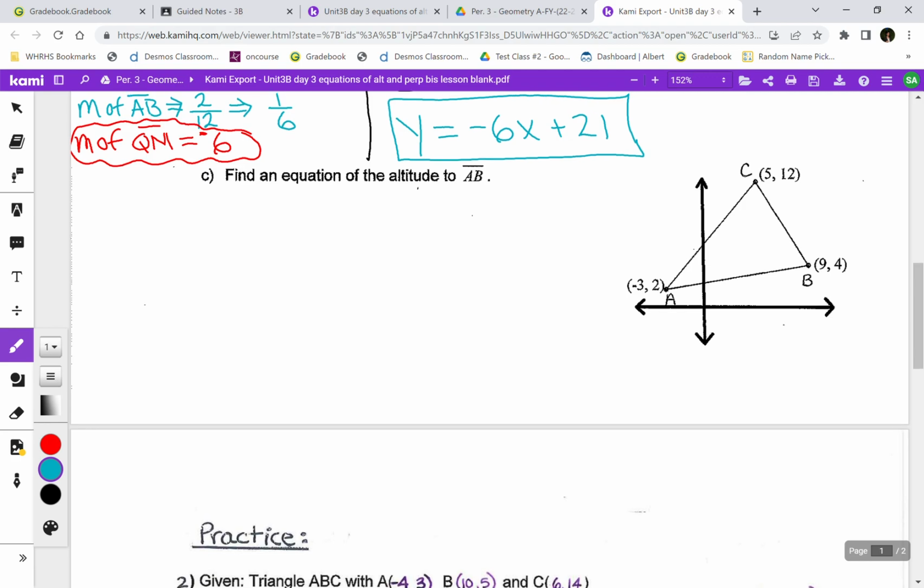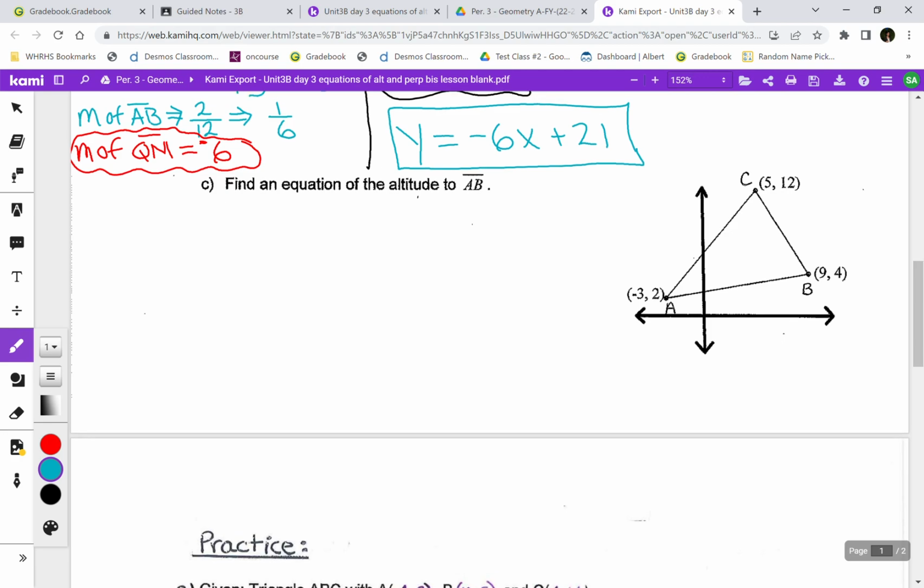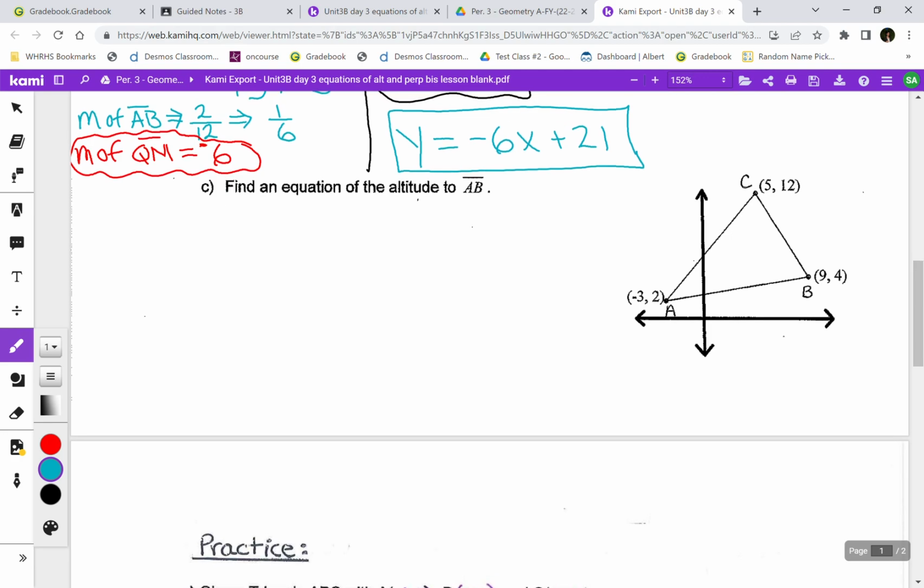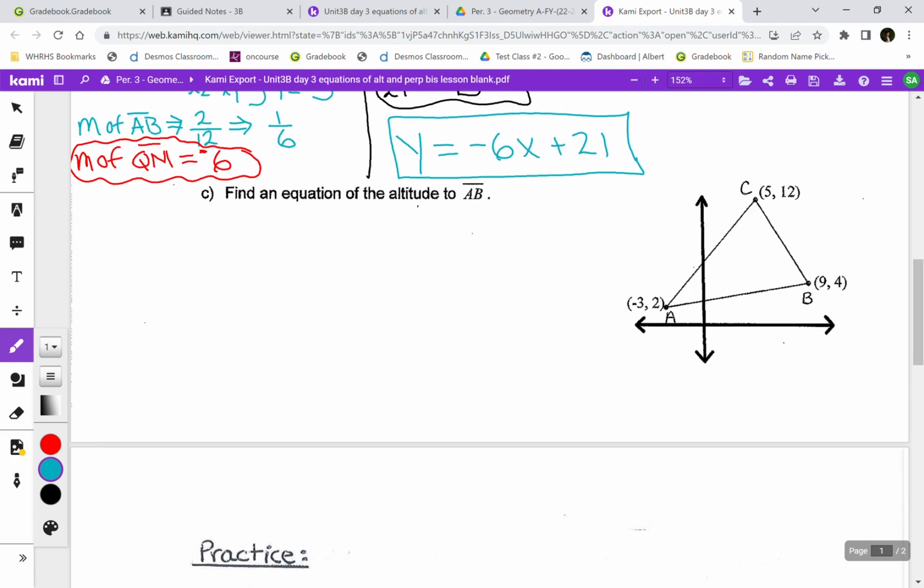Okay, gotta go back. Go back in your brains for geometry. Does an altitude have to start at a vertex? Yes. Does a bisector have to start at a vertex? No. Do perpendicular lines have to start at a vertex? No. Do medians have to start at a vertex? Yes. Do altitudes have to start at a vertex? Yes. So when we're coming up with the equation of the altitude to AB, where am I starting this altitude from? C. It has to start at C if it's going to AB.